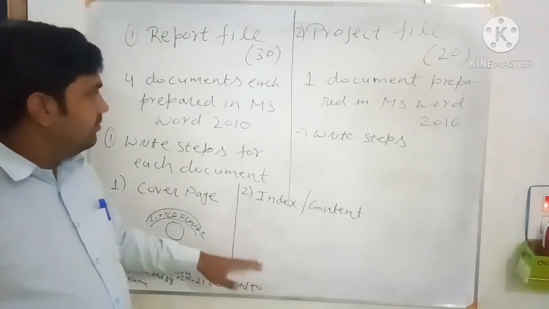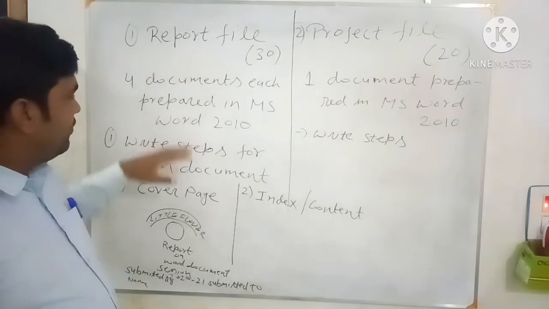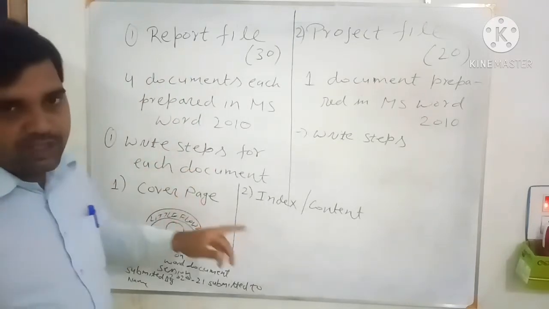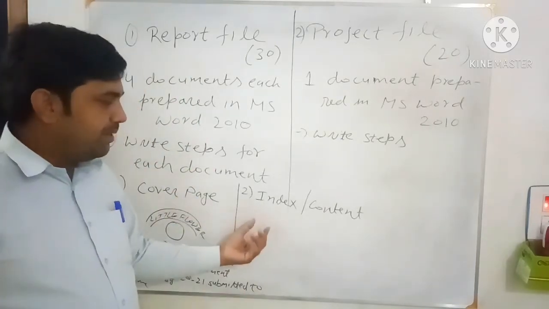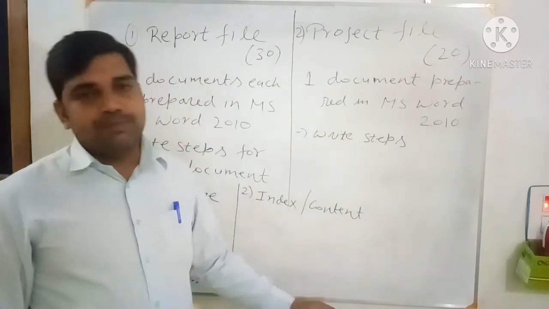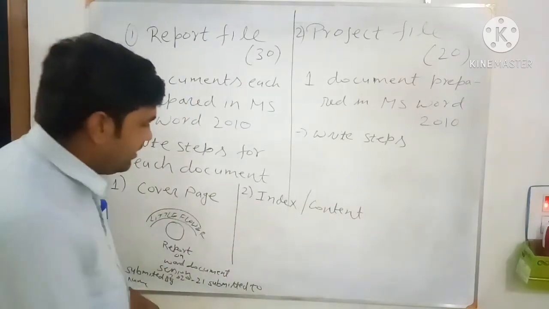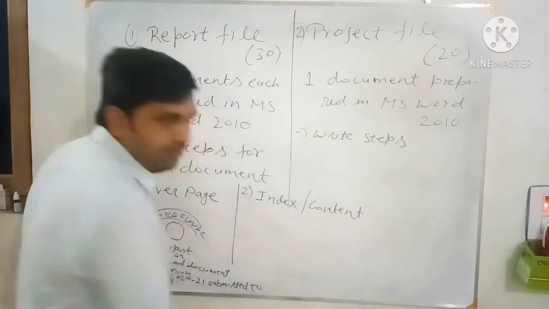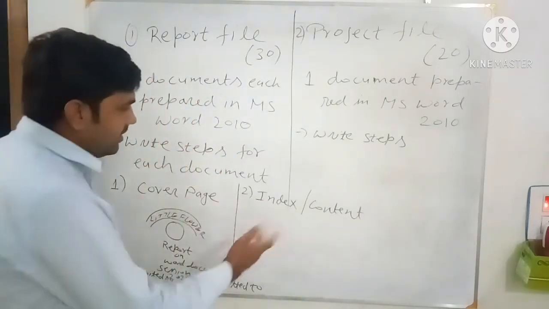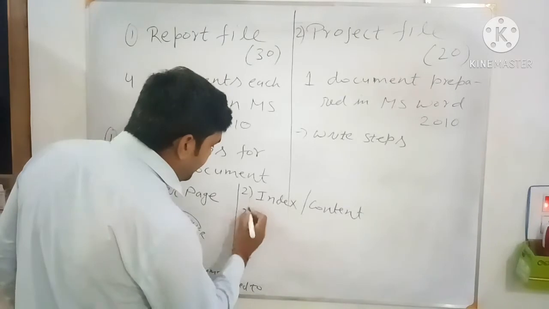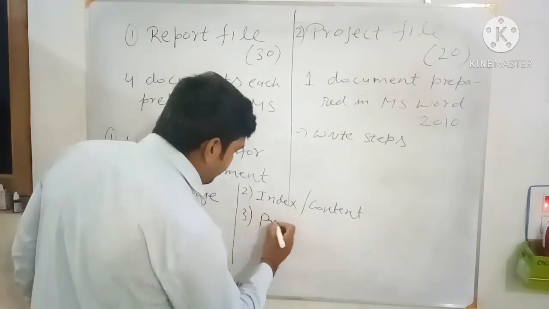Suppose in the report file 4 documents are there. The first document you have prepared is the greeting card. So you write the topic greeting card and the page number on which it is available. Left hand side topic name and the right hand side the page number. That is the index.